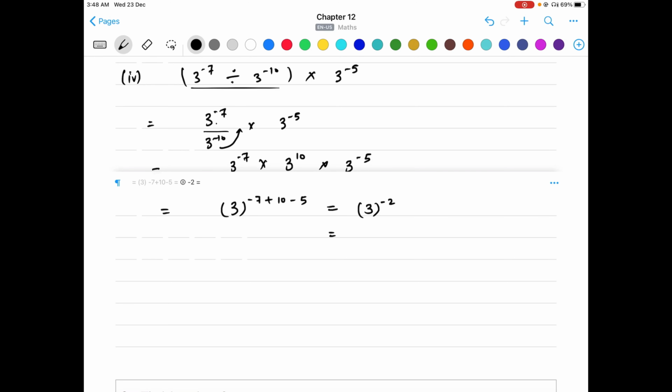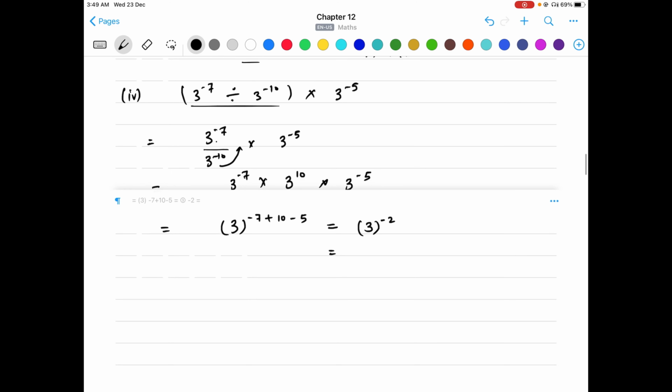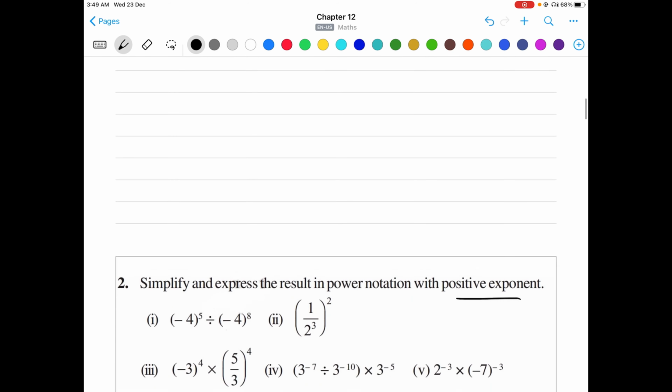Again we change this power, because we want only the positive exponent, so we can write this as 1 divided by 3 power 2. Okay, so that's the answer of part 4.